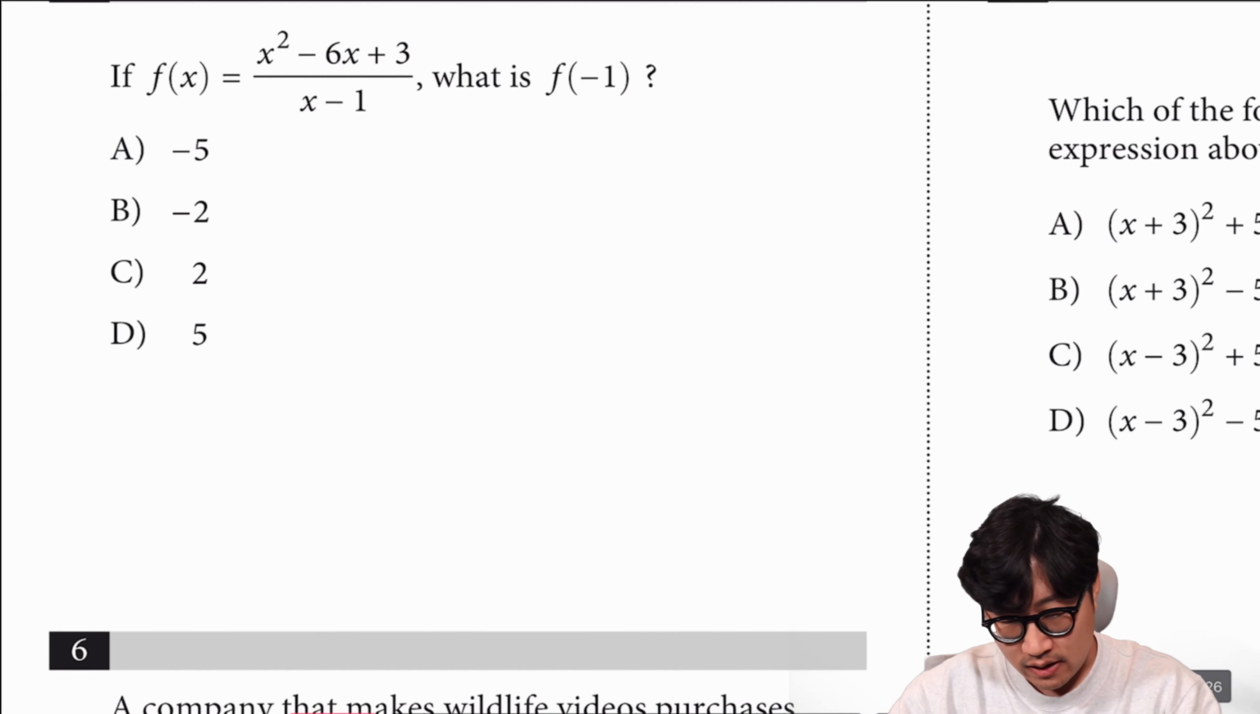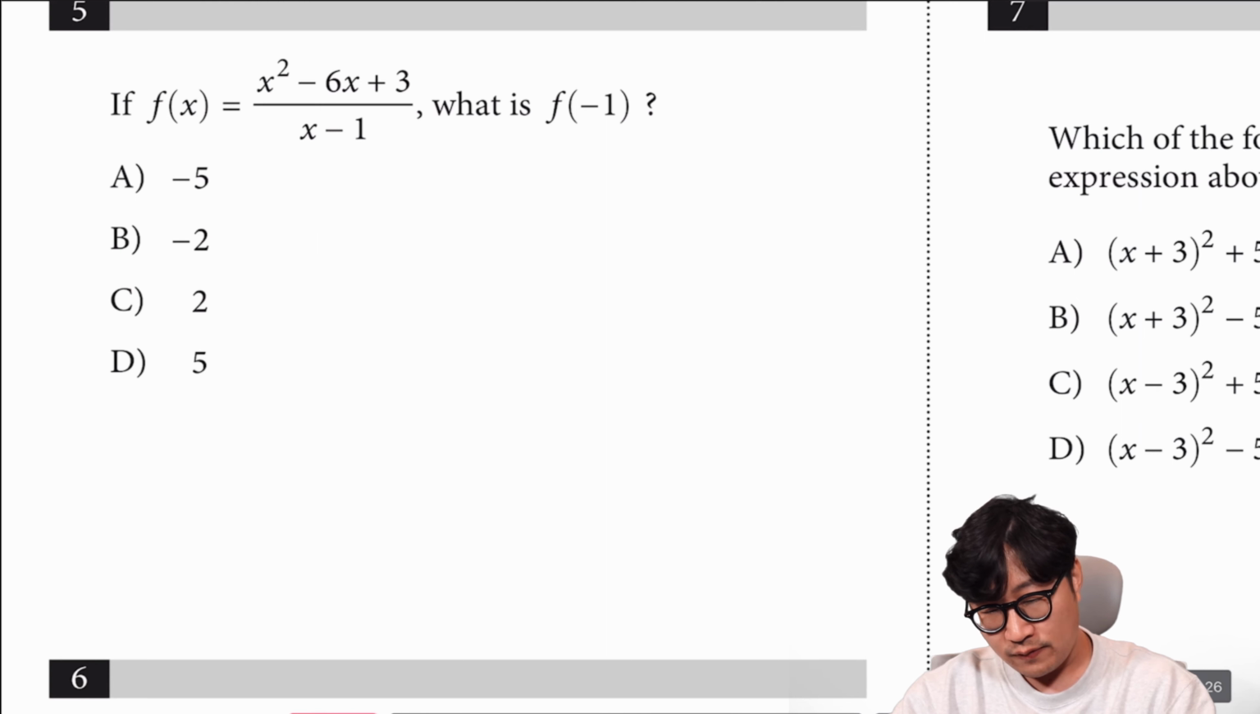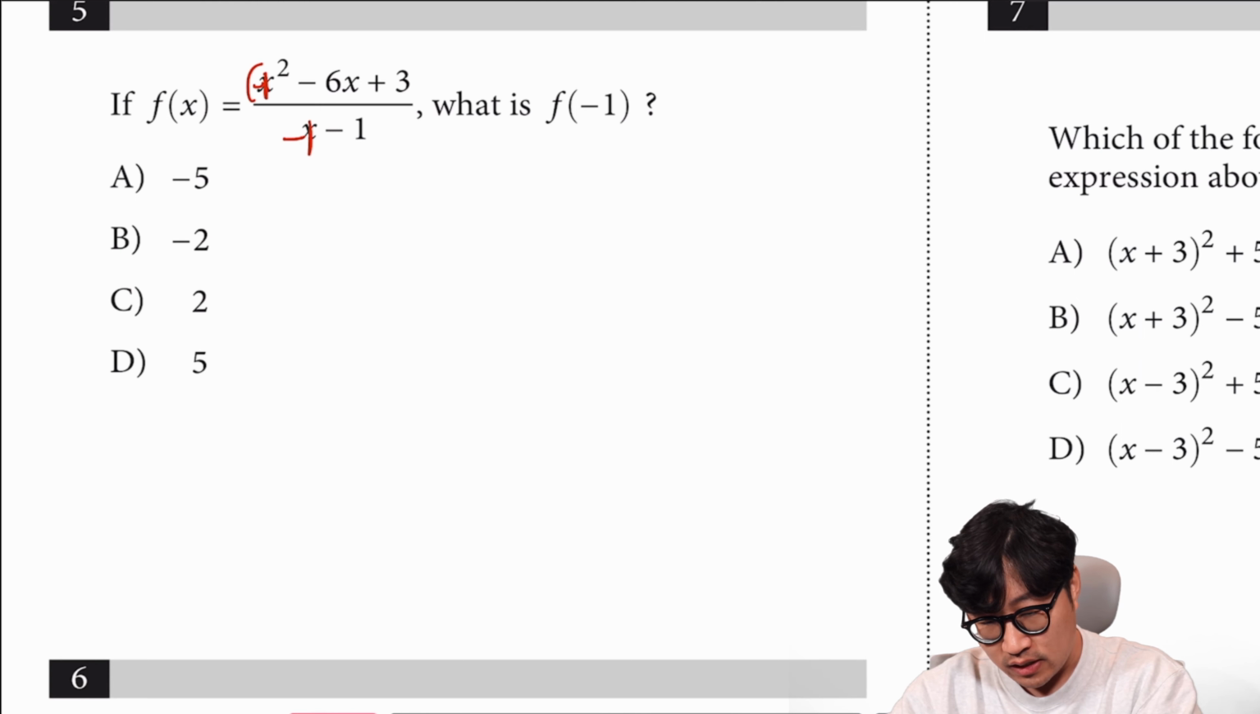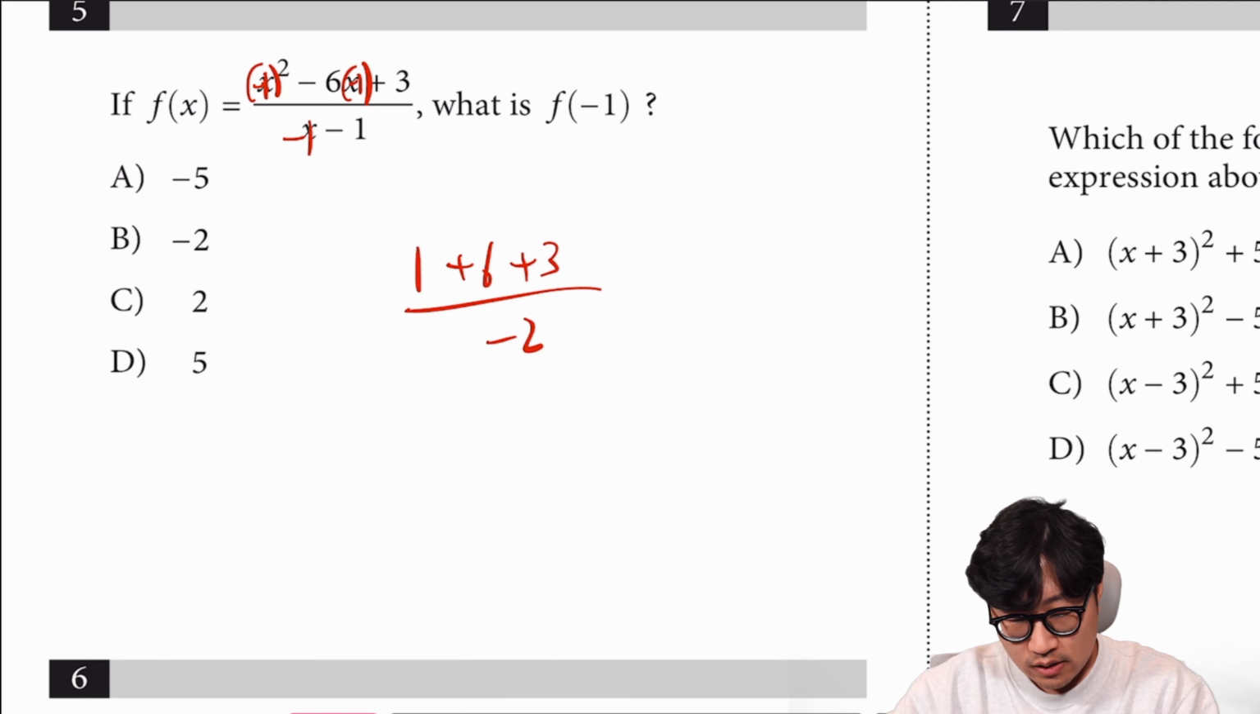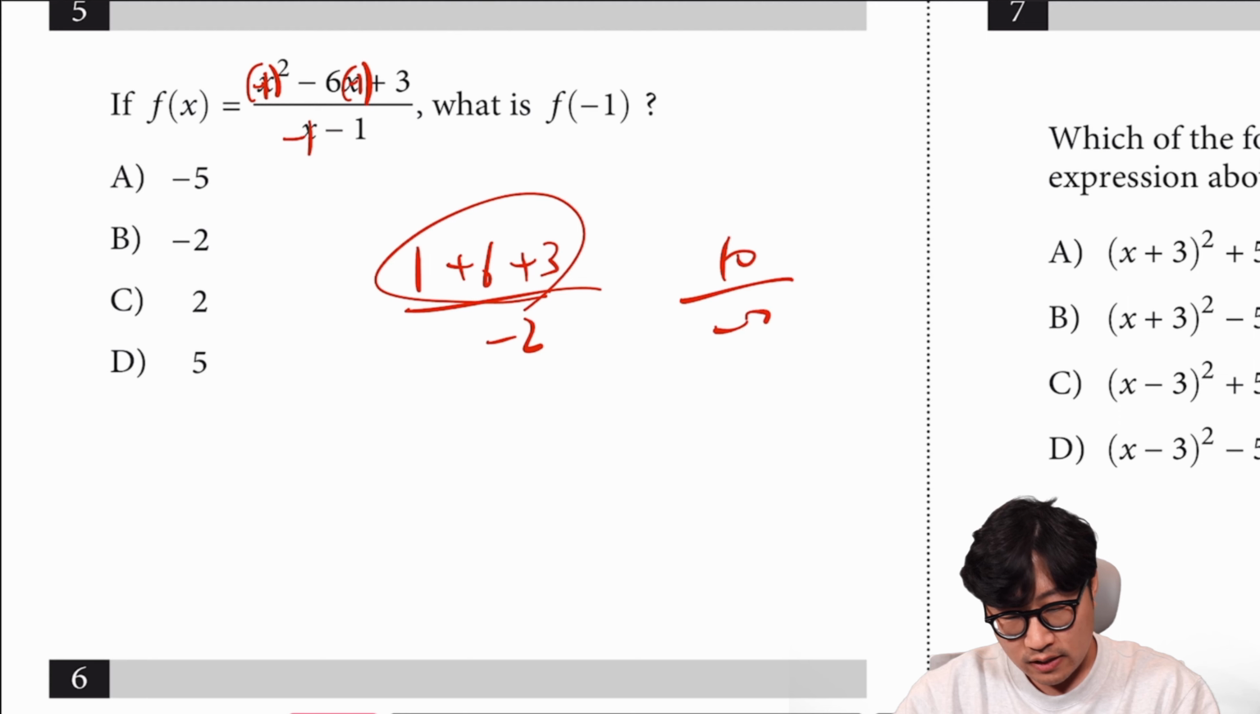Number 5, if f of x is that, what is f of negative 1? So just put that negative 1 in the place of x. So that'll be 1 plus 6 plus 3 all over negative 2. So that would be a total of 10 divided by negative 2, so negative 5.